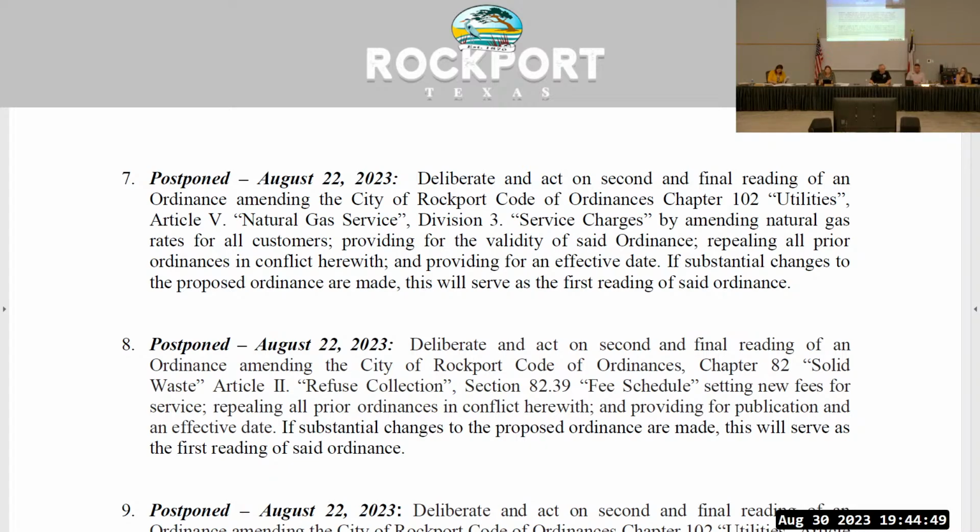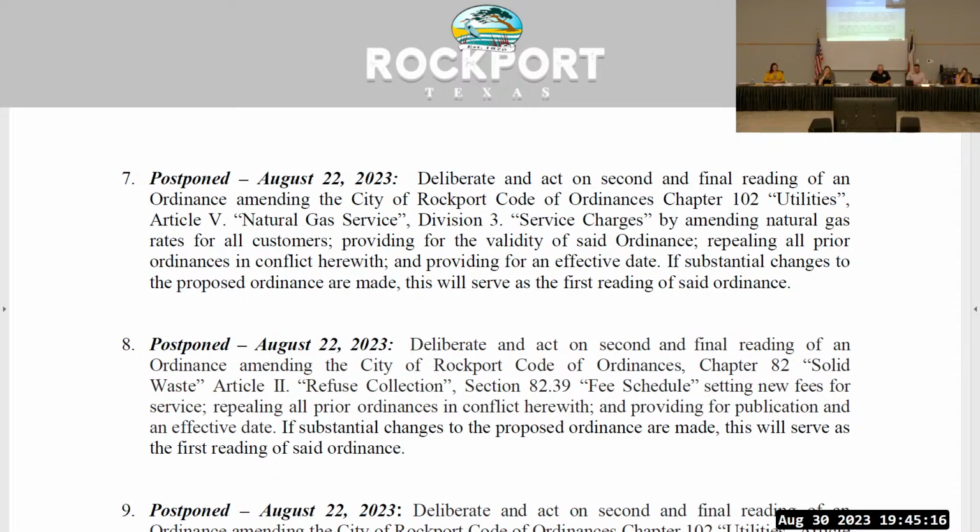Okay. Any questions? Do I have a motion? A motion to approve agenda item number 7 as read. I have a motion. Do I have a second? Second. I have a motion and a second. Any further discussion or question? Call for a vote. Ward 1? Aye. Ward 2? Aye. Ward 3? Aye. Ward 4? Aye. Mayor, aye. Passes unanimous.